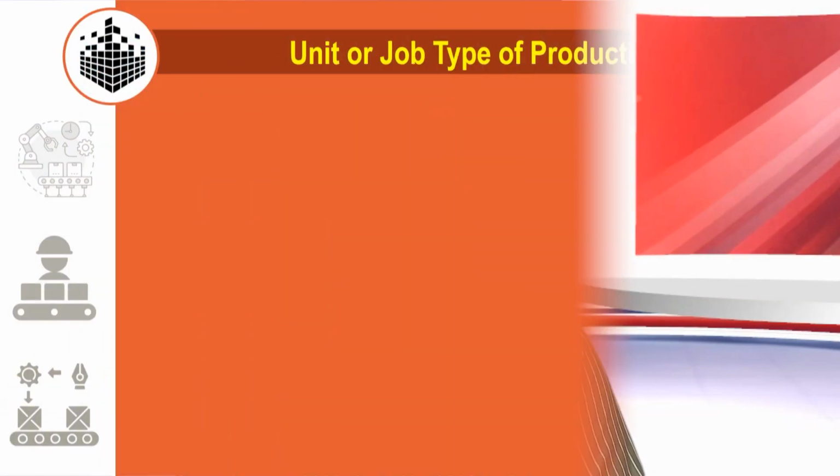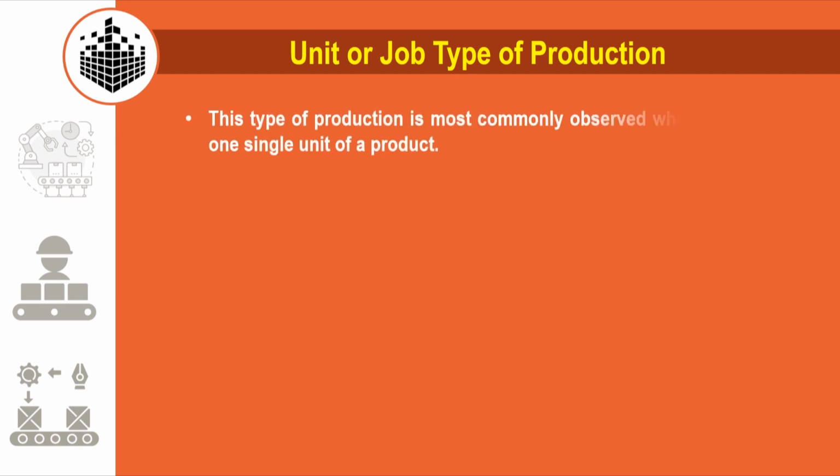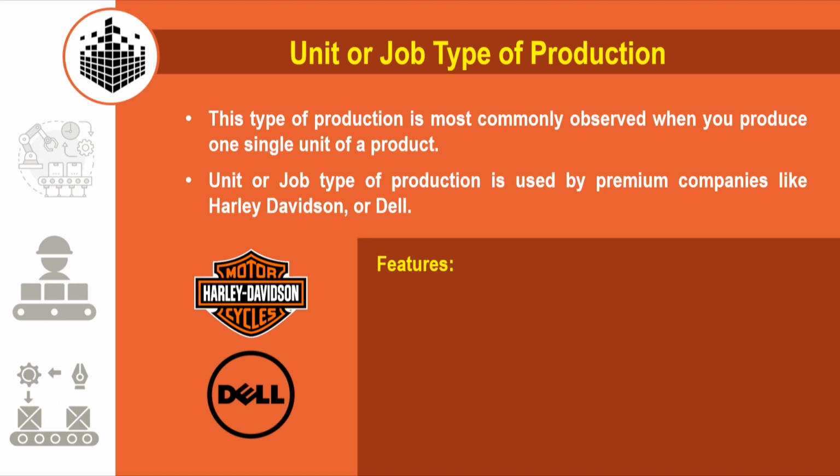So, the first type is unit or job type of production. This type of production is most commonly observed when you produce one single unit of a product. Unit or job type of production is used by premium companies like Harley Davidson, who make motorcycles, or Dell, which is making computers.